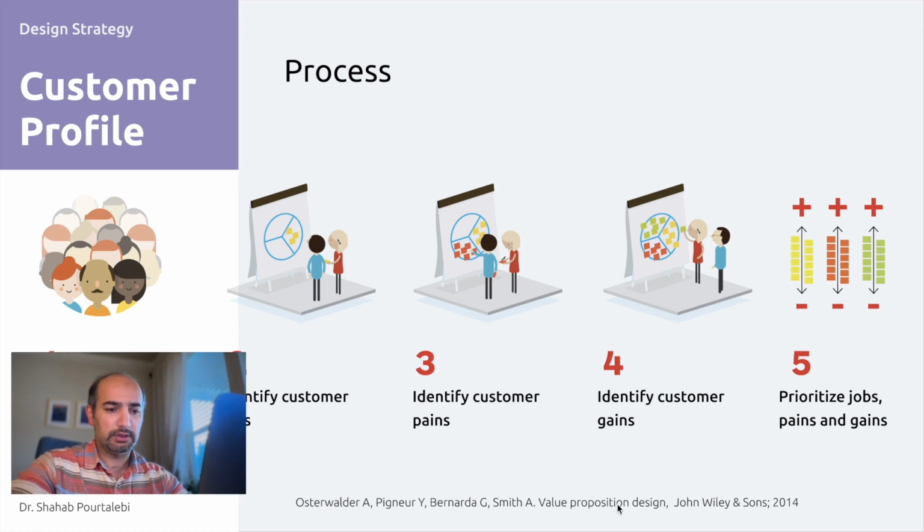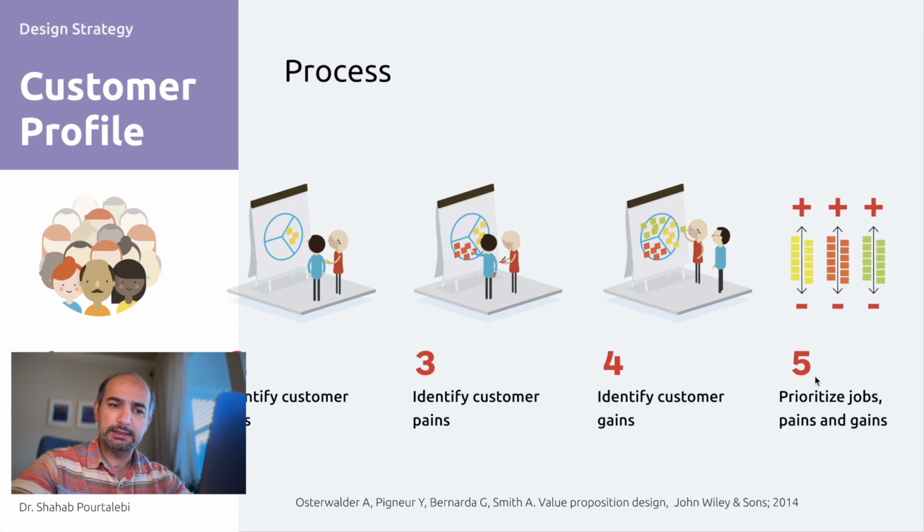This is a great book. It's highly recommended. Please go ahead if you can purchase this book and take a look. There are lots of great visuals there that explain everything clearly. That's why I use them here. The first step would be selecting customer segment, as we've done before, identifying customer jobs, identifying their pains and gains, and these are the three steps to be discussed today.